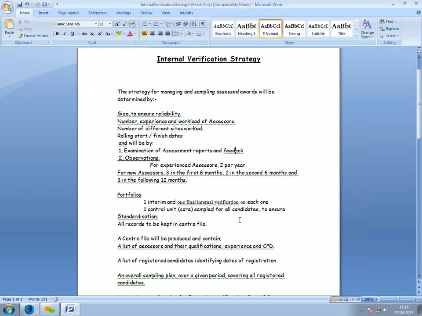It could be 1 for experienced assessors who've been doing it a good while. For all new assessors, 3 in the first 6 months, 2 in the second 6 months, and 3 in the following 12 months. Those are laid down in the strategy, how the IQA needs to observe and keep an eye on, really, the assessors under his wing, if you like.